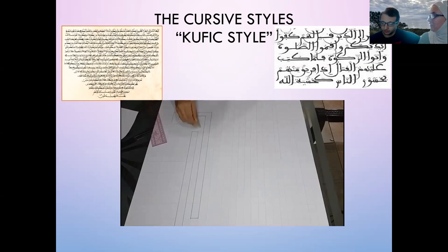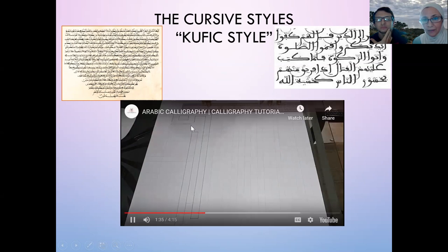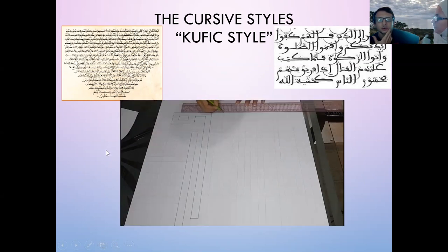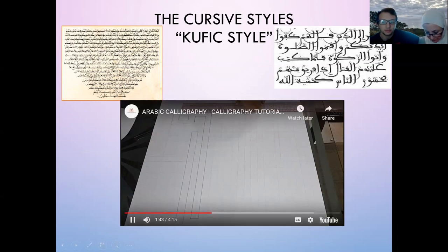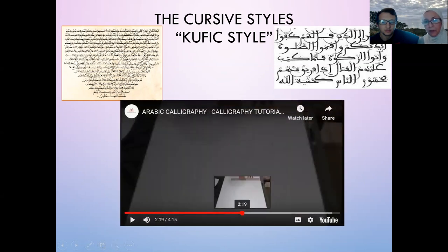I think each style has different types. Like this one I see is lightly curvy, and this one has edges, like in the corner. Right? So I guess the Kufic style. It's angular.